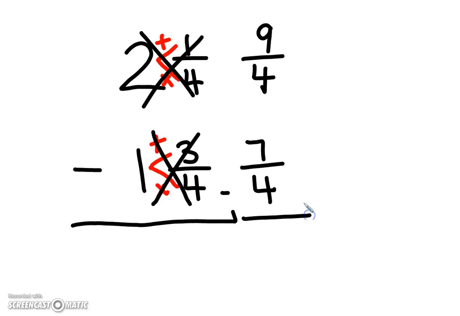Step 2 is to add or subtract. Okay, so remember when they have the same denominator, we just add or subtract the numerators. So 9 minus 7 equals 2. And for this one, step 3, to convert it back to mixed form, we actually don't have to because it's already in proper form, 2/4, where the numerator is smaller than the denominator. So we can leave it just like this, and we are done.